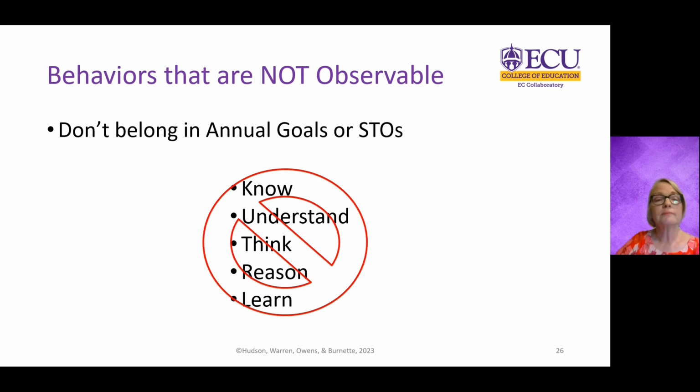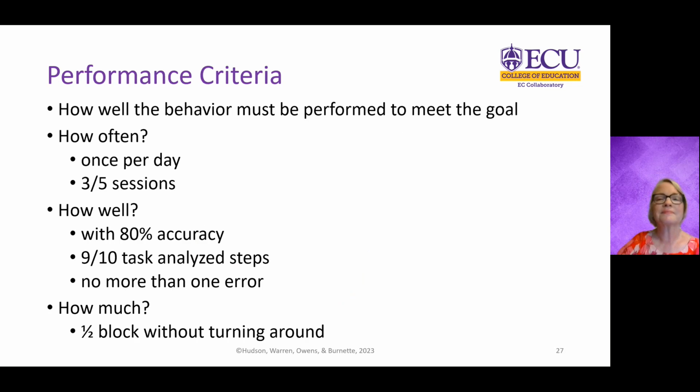Some behaviors are not observable and don't belong anywhere in an STO or an annual goal. Some examples are know, you can't really see that, understand, think, reason, learn. All of those behaviors are not observable. The performance criteria describes how well the behavior must be performed to meet the goal. So, for example, how often, how well, or how much.